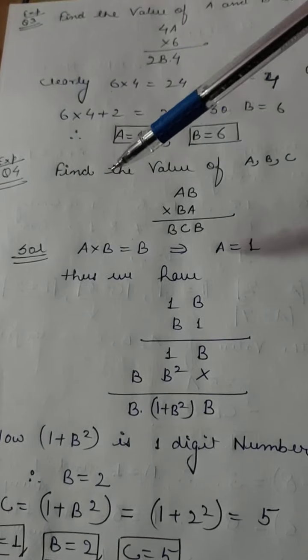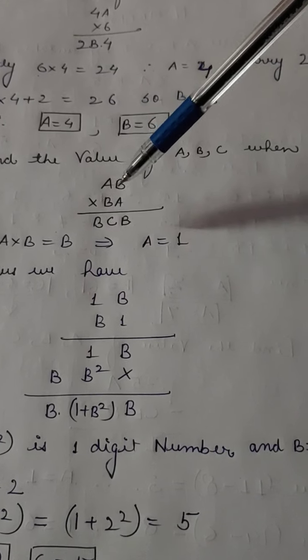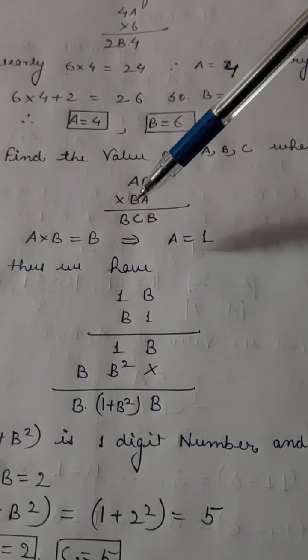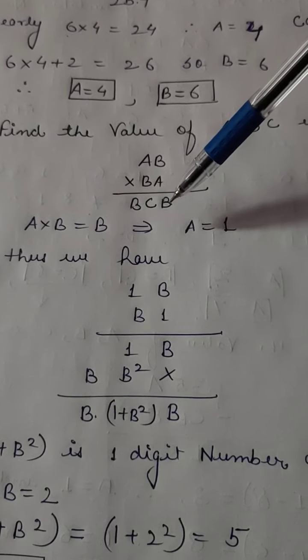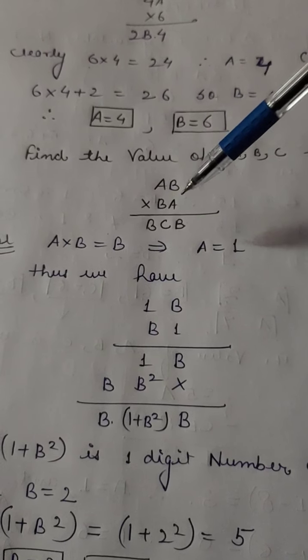Just like this, we have again solved an example of multiplication. Here AB is multiplied by BA and the result is coming as BCB. First of all, this AB is multiplied by A.